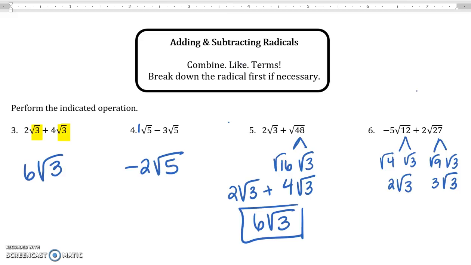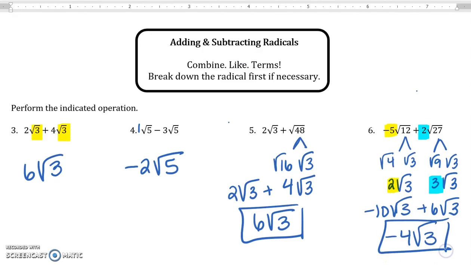Okay, but you gotta be careful because I have this negative 5 out front, so I need to multiply the negative 5 times the 2. So this is negative 10 root 3 plus I have 2 out front and 3 out front. So when you multiply those together, you get 6 root 3. So I have negative 10 root 3 plus 6 root 3 is negative 4 root 3 is your final answer.